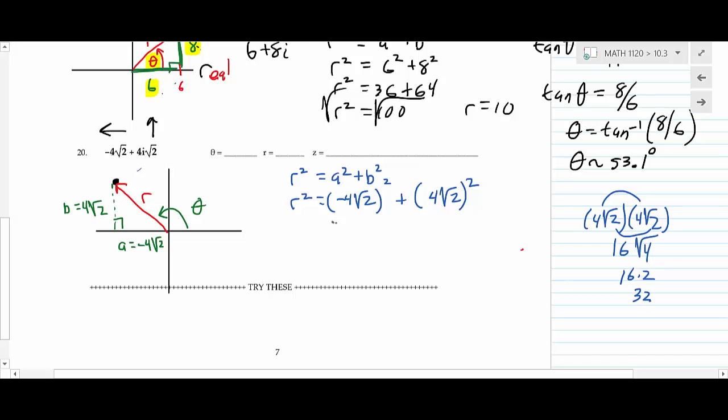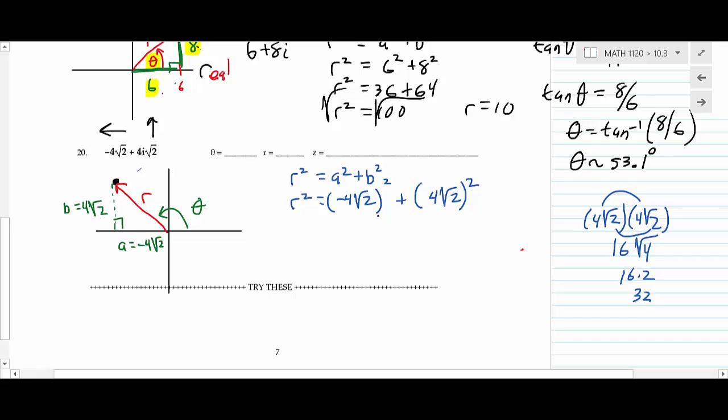That's 32. Now, here's how you do it in your head. Tell me what 4 to the second is. 16. Boom. Tell me what the square root of 2 squared is. 2, because the radical comes off, right? When you square a radical, it comes off. So you want to do that in your head. That's just 16 times 2, so it's 32. Is this any different? No, it's just a negative number squared, so it's the same thing.